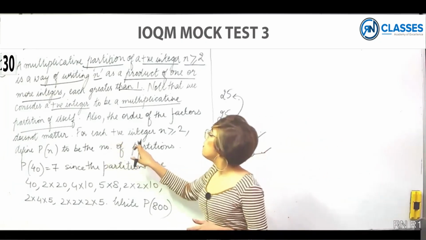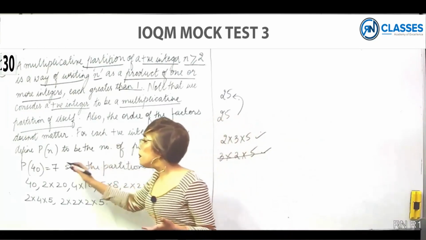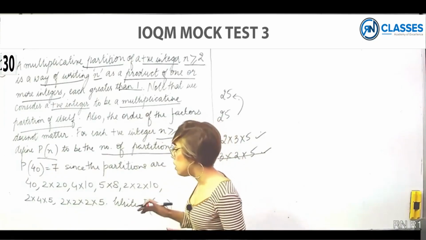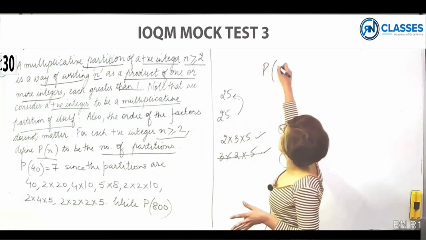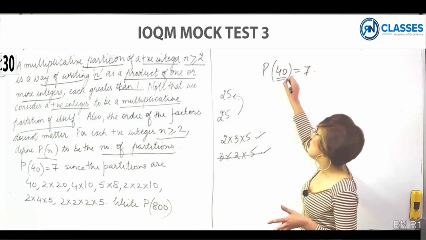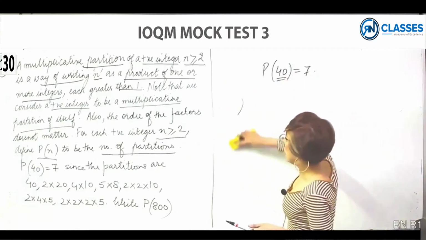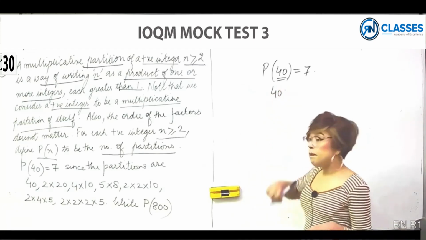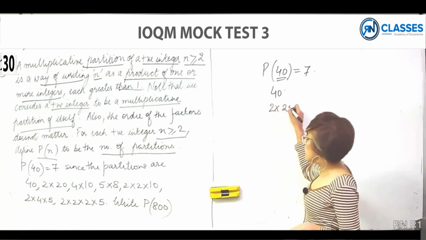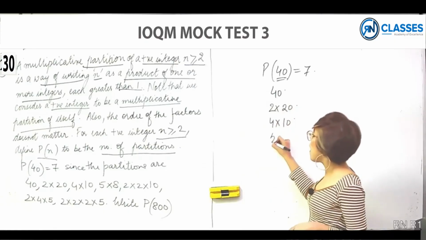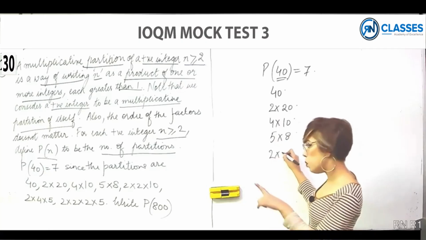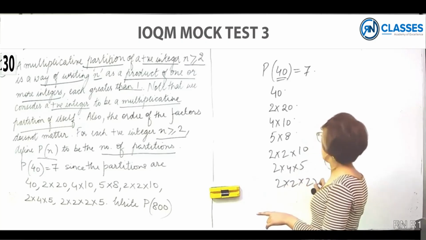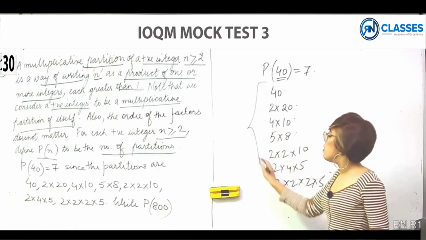For each positive integer n greater than or equal to 2, define P of n to be the number of multiplicative partitions possible. So P of 40 is given to you, which is equal to 7. That means the number of ways of writing 40 as a product of one or more integers is 7. He has given that: first one is 40, second is 2 into 20, then 4 into 10, then 5 into 8, then 2 into 2 into 10, 2 into 4 into 5, then 2 into 2 into 2 into 5. So you can see that these are 7 in number.